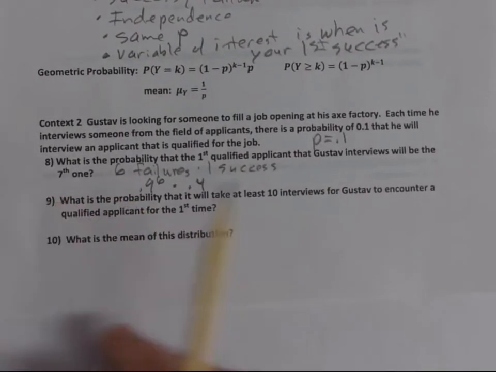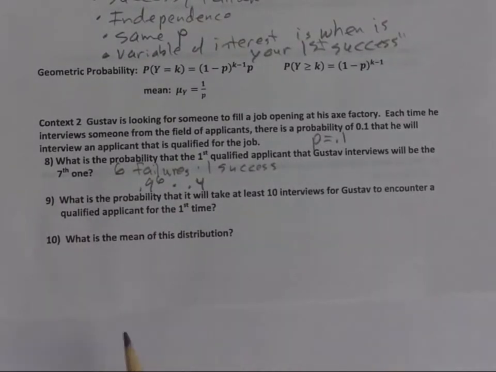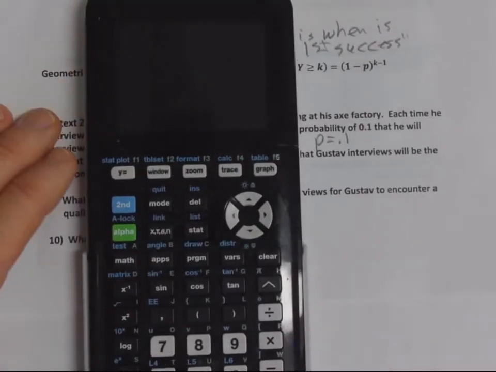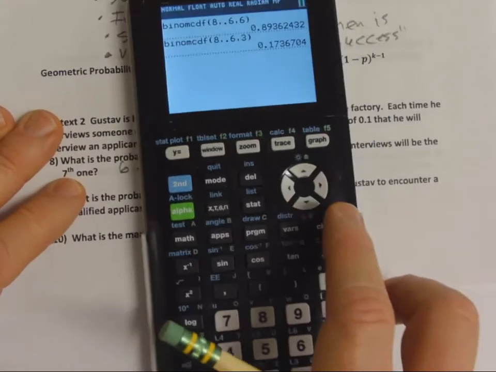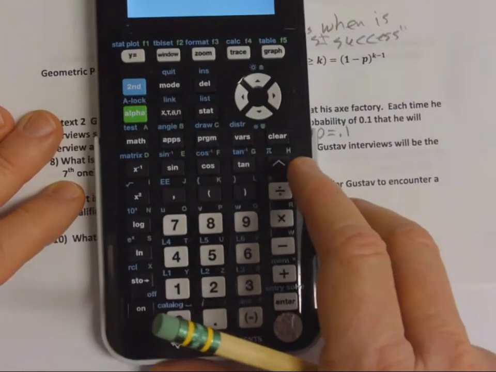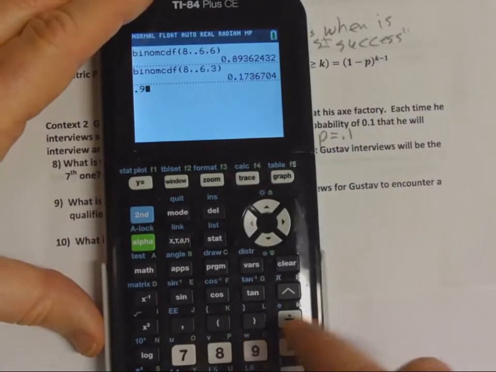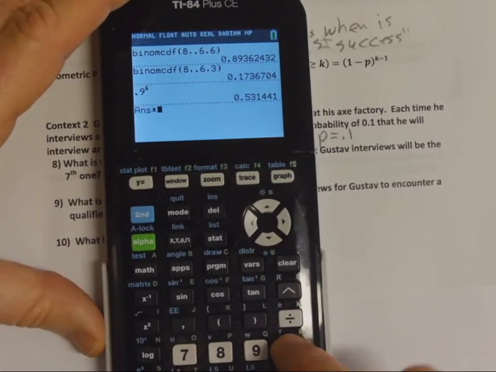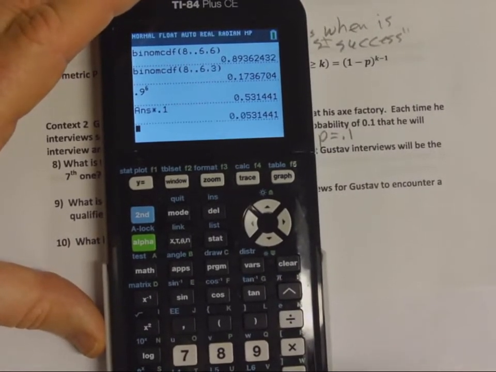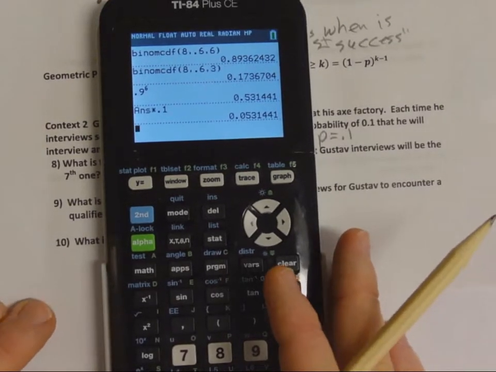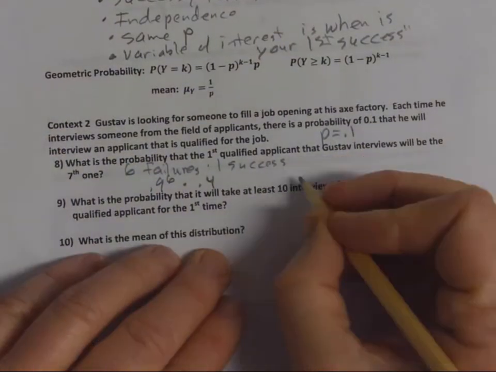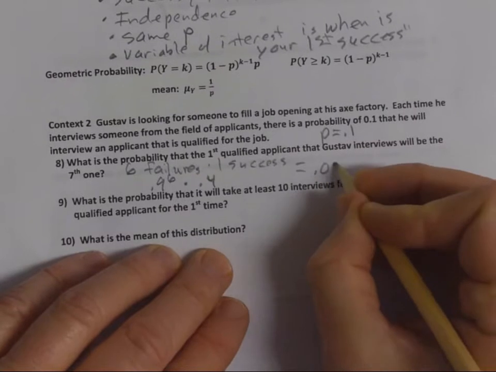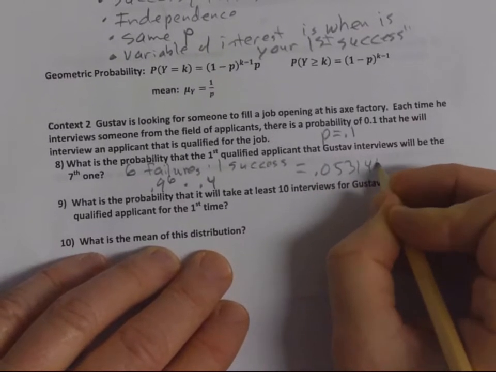So hopefully that's pretty intuitive for you. And then you multiply those. And so this is going to be 0.9 to the 6th power. So I will just hit 0.9 and hit the raised to the power of 6, hit enter, and then go times 0.1. And so that gives me 0.053144. And so that is your standard geometric problem.